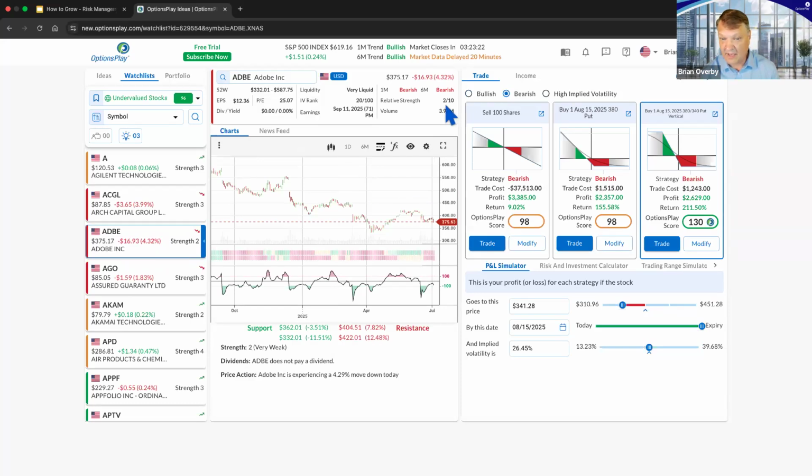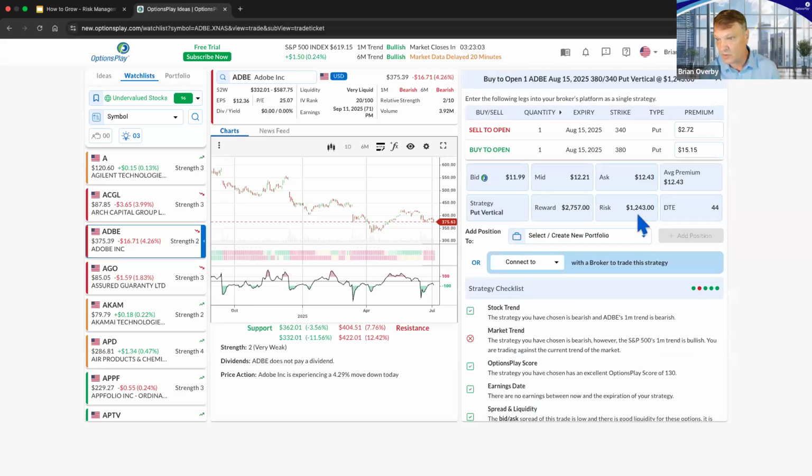We're down on the very weak. So this is a bearish scenario that's happening right now. Relative strength is weak. We got a 1 month bearish outlook and another bearish outlook, so it's going to lean towards bearish trades. Here is the put vertical. We got it set up for $2,000 as our risk management, so it will keep us under that. It's a $12 midpoint, buying the 380, just in the money, and selling the 340, staying out 44 days.